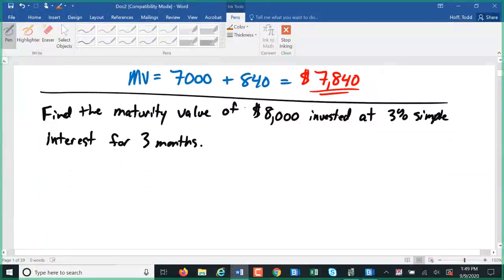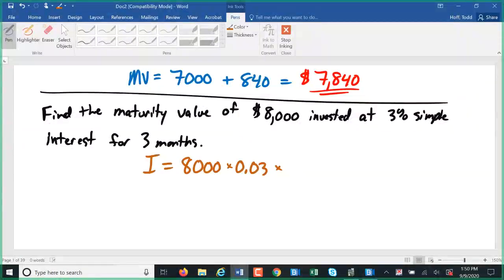So again, first step is to find the interest. I equals PRT. Our principal is the $8,000. Our rate is the 3%, so that's 0.03. Our time, now you remember we said our time is always expressed in years. Here we have a time of 3 months. Since there are 12 months in a year, we express that as 3/12.